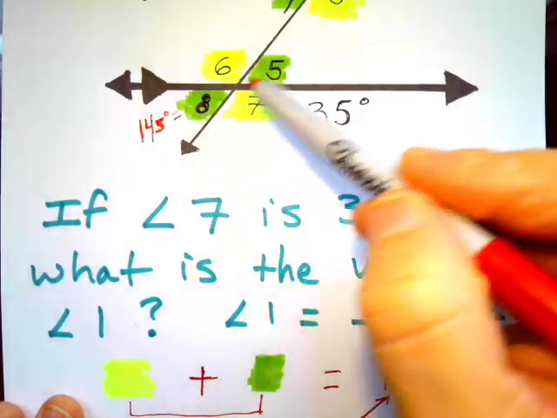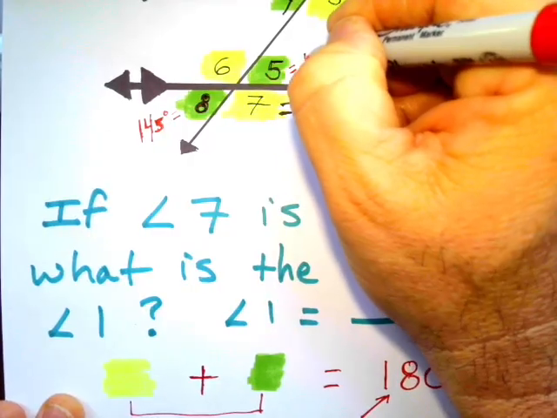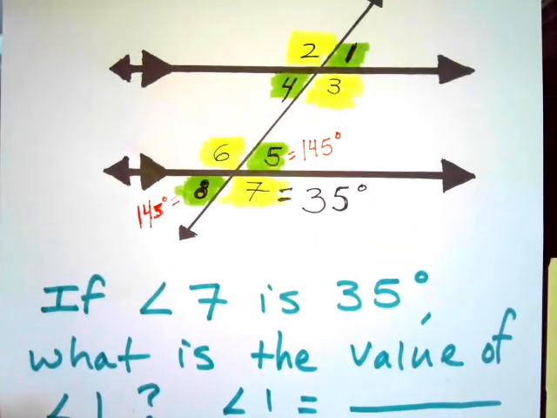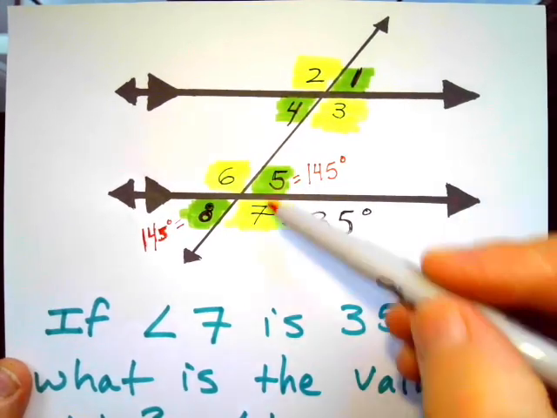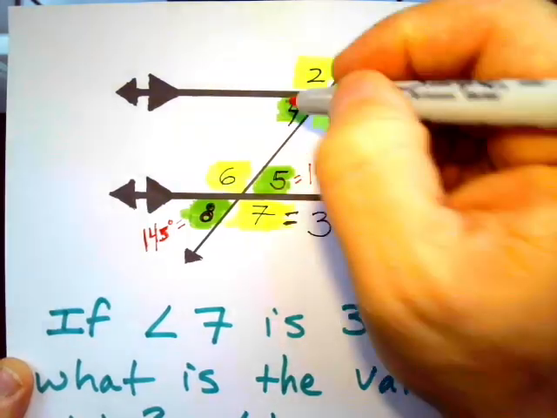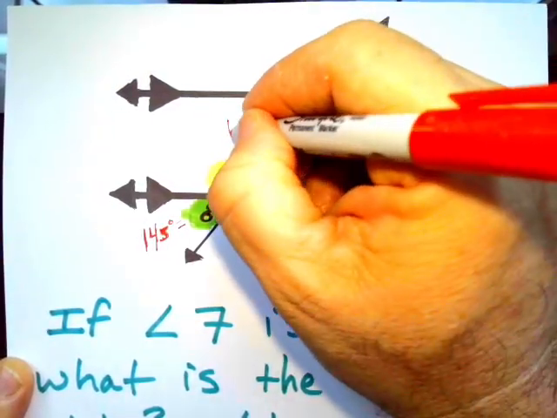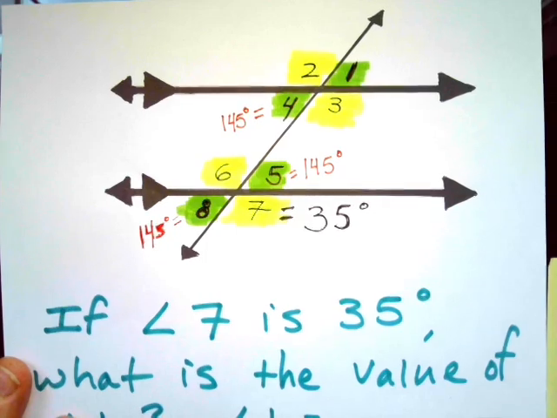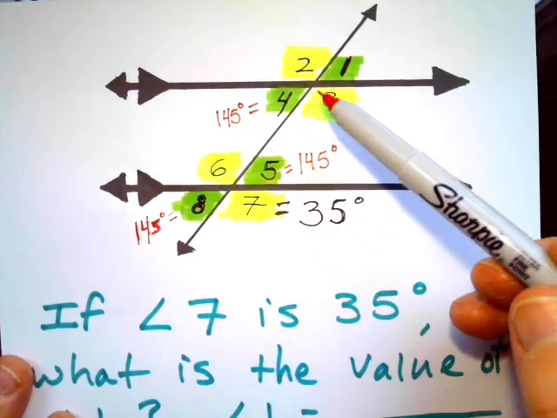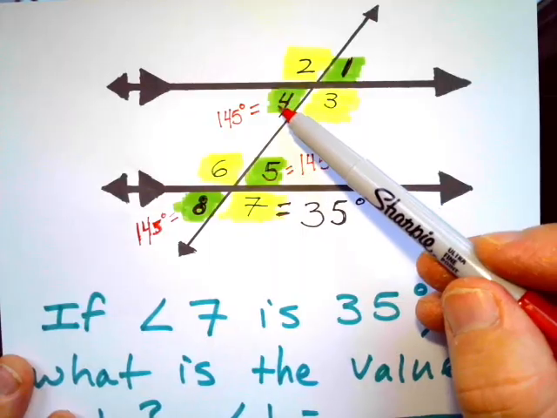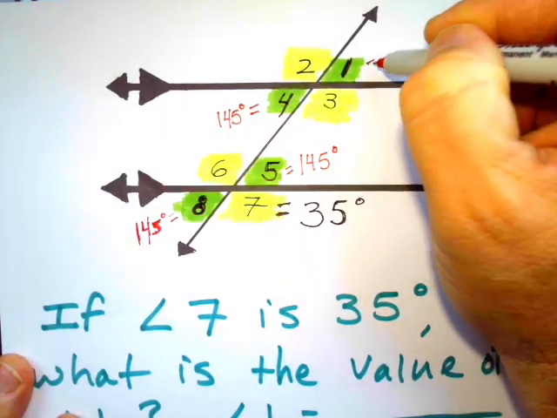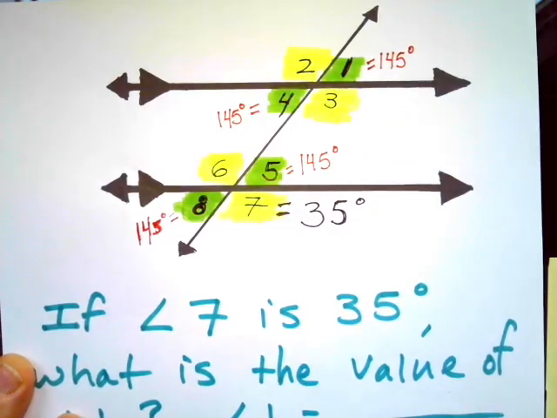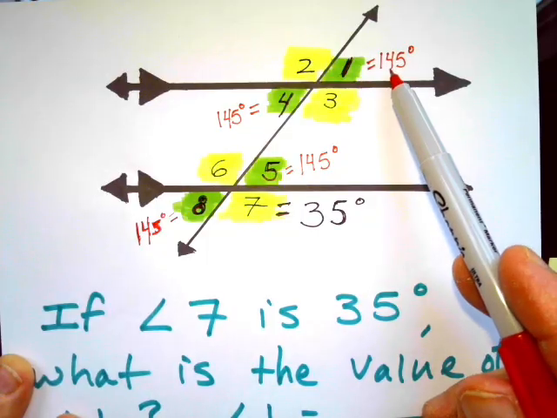Let's see. If angle 8 and angle 5 are congruent, that makes angle 5 what? 145 degrees. But wait a sec. If angle 5 is congruent to angle 4, and again, congruent means equal in measurement, then angle 4 has to be 145 degrees. But hold on now. If angle 4 and angle 1 are congruent, what does that make angle 1 equal to? 145 degrees, right? And so we know our answer to number 1 is 145 degrees.